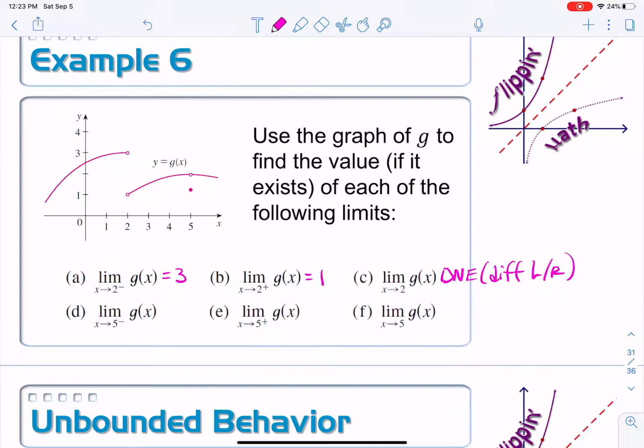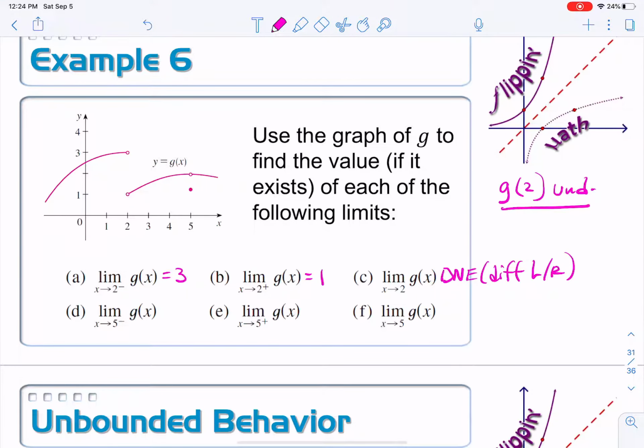Now, I'm going to maybe extend this just a little bit and ask a question. Well, what is g of 2? What's the actual function value here? Well, when I look at the graph, look at x equals 2, notice that there isn't anything. There's open circles on both of these branches of the graph, and so this is undefined.